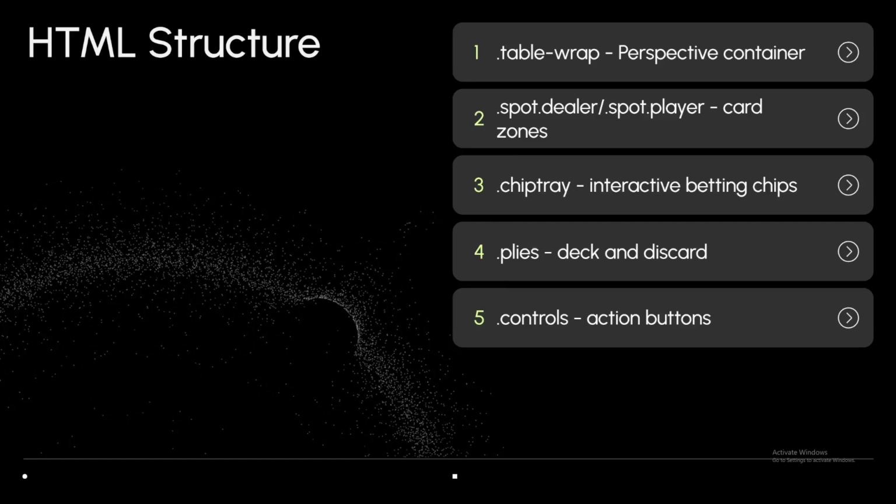Our HTML structure: we have a perspective container using table wrap, spot dealer, spot player, and card zones. We use chip tray for interactive betting chips. For deck and discard, we have piles, and for action buttons, we use controls.